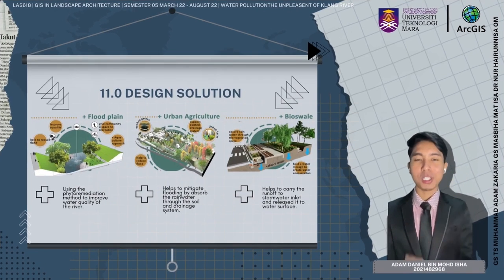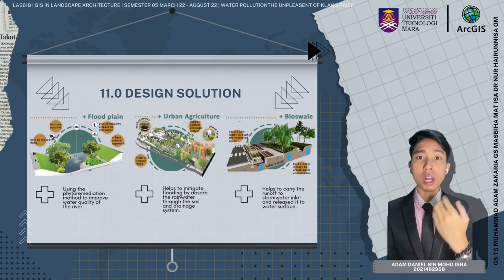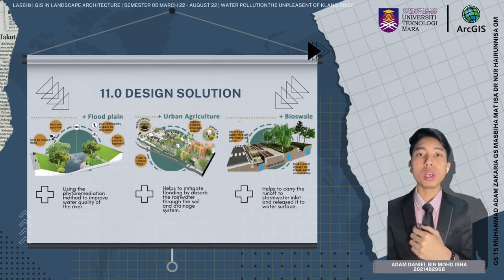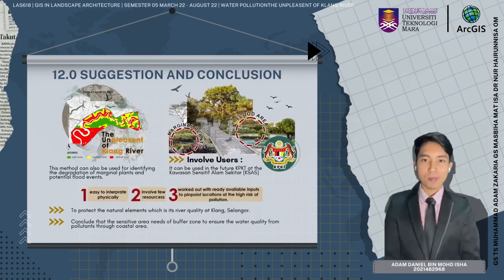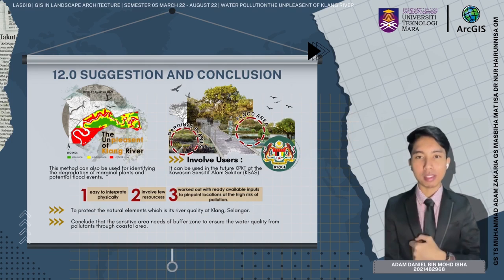There are three design solutions from this GIS analysis. The first one is the floodplain. The phytoremediation method will improve the water quality of the river. The second one is urban agriculture, which helps to mitigate flooding by absorbing rainwater through the soil and drainage system. And the last one is bioswale, which helps to carry the runoff to the stormwater inlet and release it to the water surface. As suggested, this method can also be used for identifying the degradation of marginal plants and potential flood events. It can also be used in the future by the Kawasan Sensitif Alam Sekitar Kesas Department.